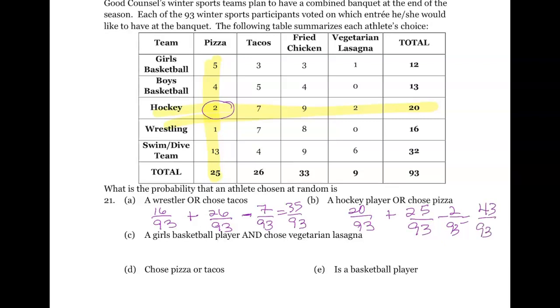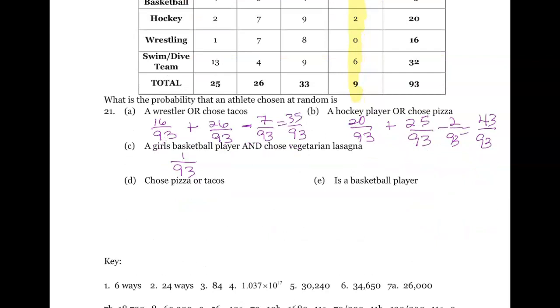Okay, 2 more questions. Let's erase what we have here. And let's see. So what's the probability that you chose one person who would be a girls basketball player, and she also chose vegetarian lasagna? So you're looking for the intersection. So girls basketball, they are right here, and then a vegetarian lasagna is right here, and your job is to find the intersection, which is right there. That's going to be 1 out of 93. Okay, D and E remaining.